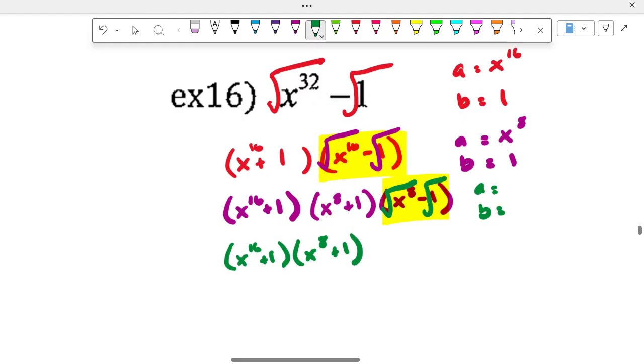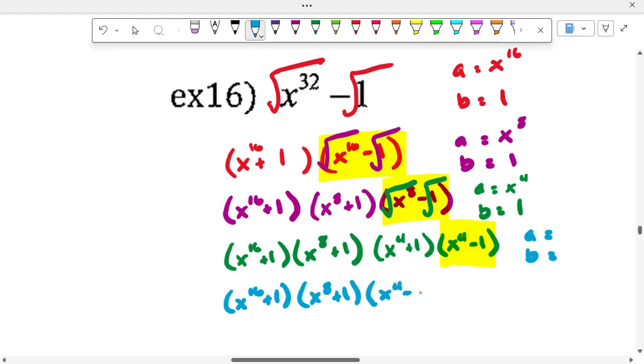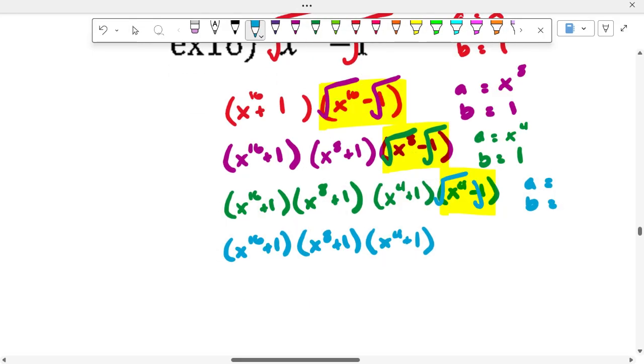What's x to the 8th square root? X to the 4th. What's it? 1, or square root of 1, sorry. 1. So x to the 4th plus 1, x to the 4th minus 1. Am I done? Nope. Another difference of squares. So have to square root that one. Make sure you bring down your 3 finished factors. Take my square roots of my last.